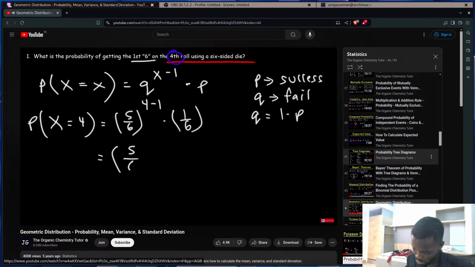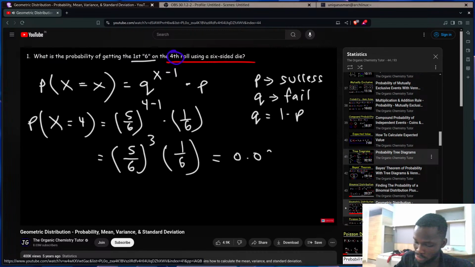And so as you can see, this will give us the same answer, which is going to be 0.09645. But that's how you can use the formula in order to calculate the probability of a geometric distribution.